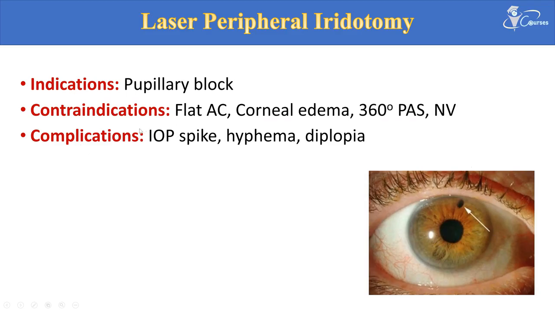Complications: an intraocular pressure spike, understandable. This will result in release of pigments. These pigments can cause iritis, and the iritis will cause inflammation and a high intraocular pressure spike. It could also present with hyphema, as you may hit the laser into a blood vessel, and diplopia if the PI is within the visual axis or within the visible area of the palpebral fissure.